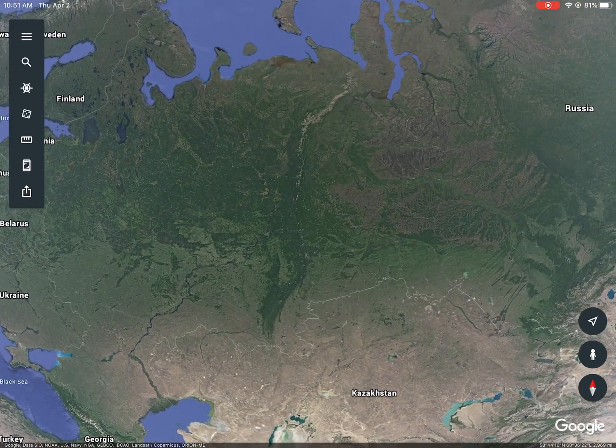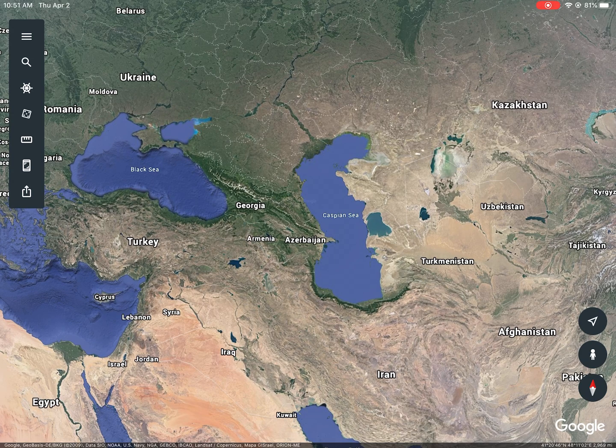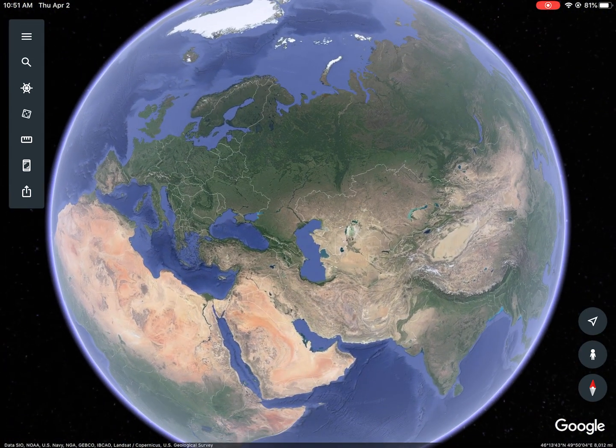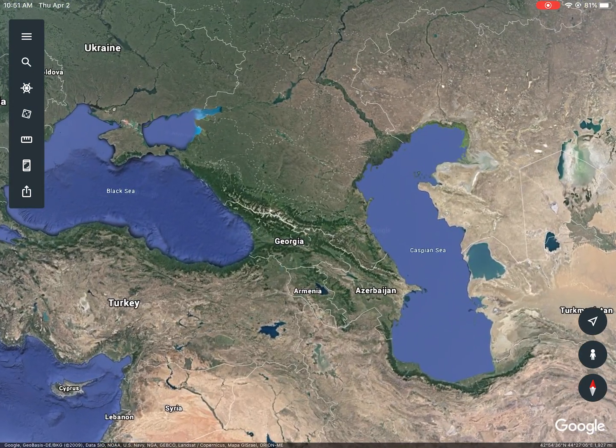These mountains right here are called the Ural Mountains. And if you go from those Ural Mountains to the Caspian Sea, that's generally considered the border between Europe and Asia. And if you were to take this chain of mountains right here between the Black Sea and the Caspian Sea, there's a chain of mountains called the Caucasus.